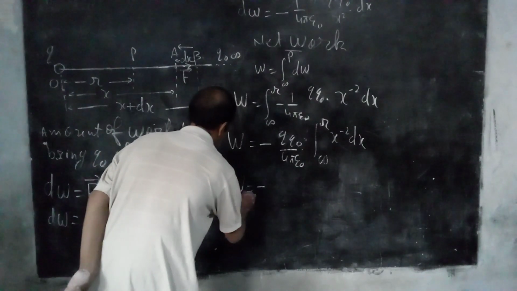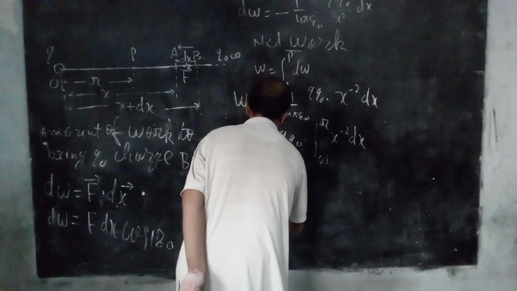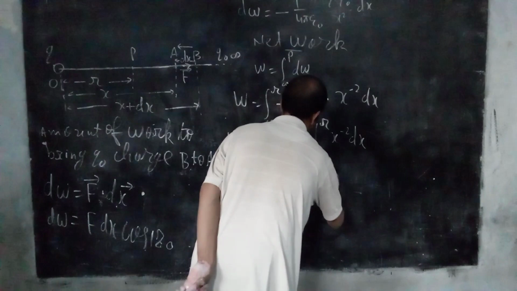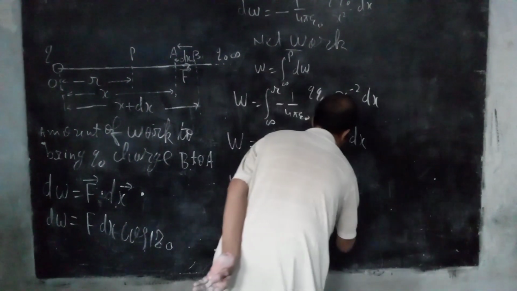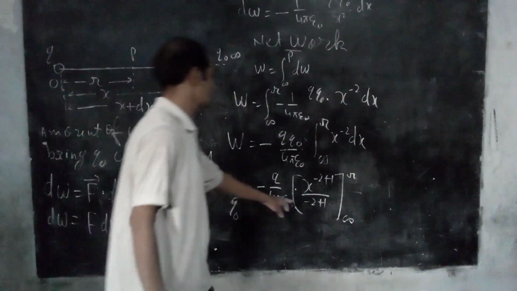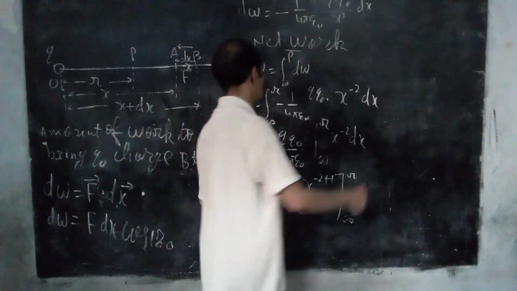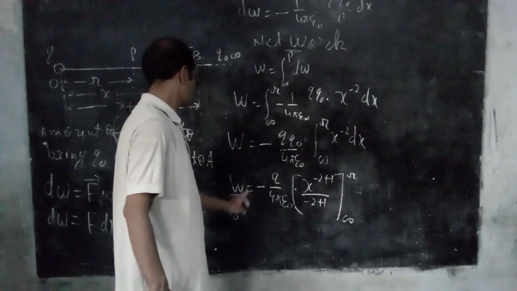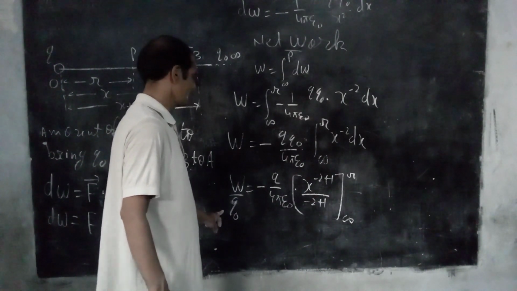Taking q naught to the left, W by q naught equals minus 1 upon 4 pi epsilon naught Q, into the integral of x to the power minus 2, which is x to the power minus 2 plus 1 over minus 2 plus 1, from infinity to r. So minus 2 plus 1 is minus 1. So W is the amount of work required to bring test charge q naught from infinity to point P.